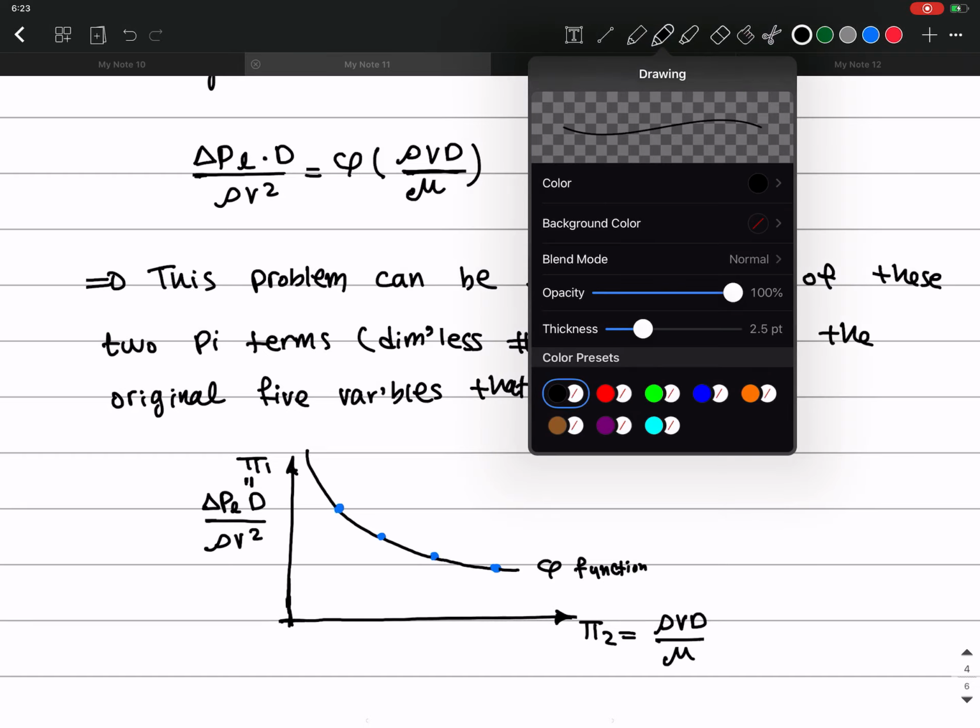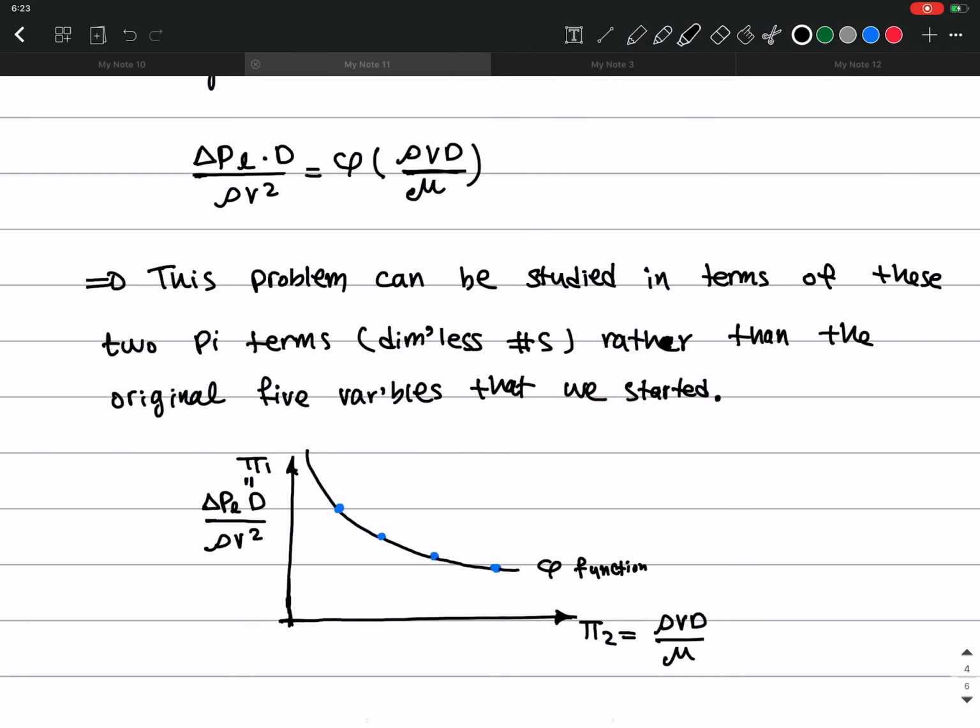So let me just briefly overview. In the next session, I'm going to solve another example of using pi terms. And then after that, we are going to look at some common dimensionless groups in fluid mechanics. And after that, we go to the next chapter where we start laminar or turbulent flows. And after that, we will talk about major losses and minor losses in pipe flows, and we will focus on single pipes and multiple pipe systems, okay?